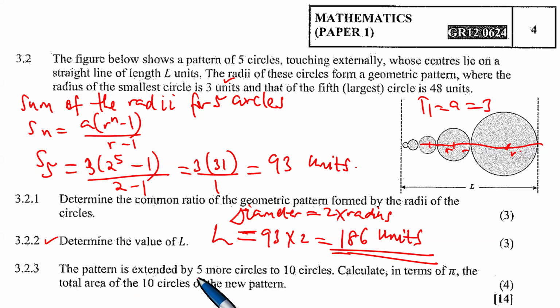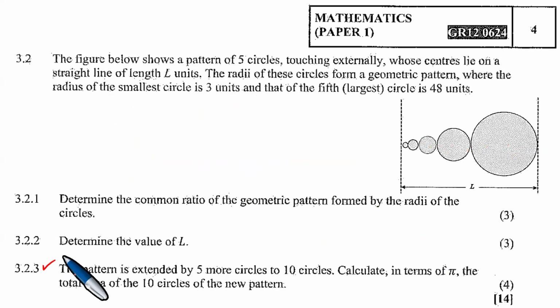The pattern is extended by 5 more circles to 10 circles. Calculate in terms of pi the total area of the 10 circles of the new pattern. Let's look at this one here.